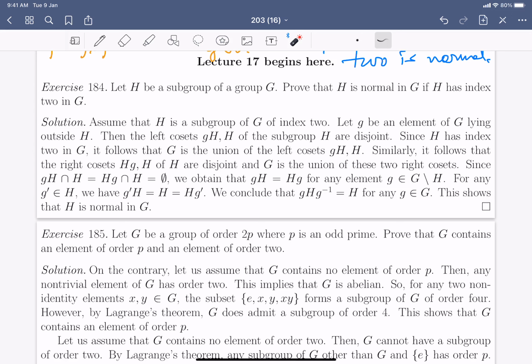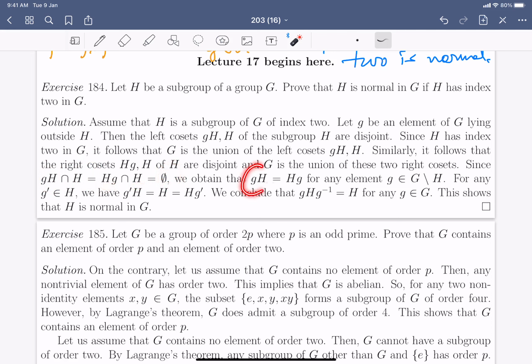So since they are disjoint, and we know that this subgroup H has index 2 inside the group G, the group G can be expressed as a union of two right cosets. You have already found right cosets which are disjoint, and hence they are distinct. So G is equal to the union of these two right cosets. The intersection of the two left cosets is empty, and the intersection of the two right cosets is also empty.